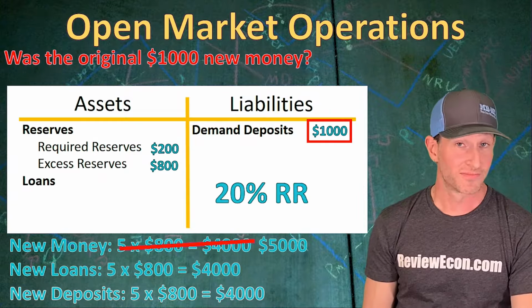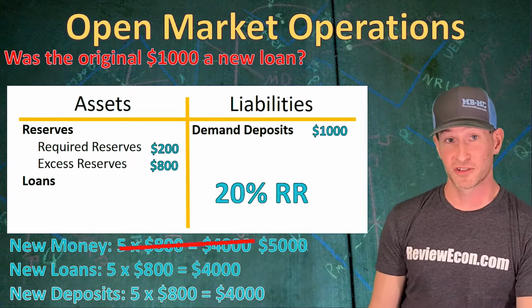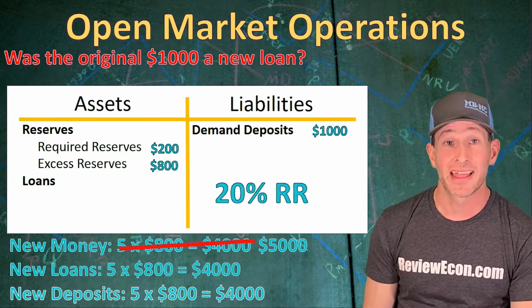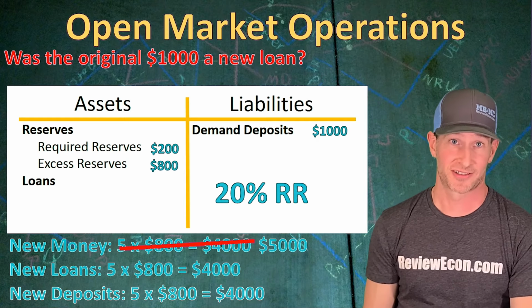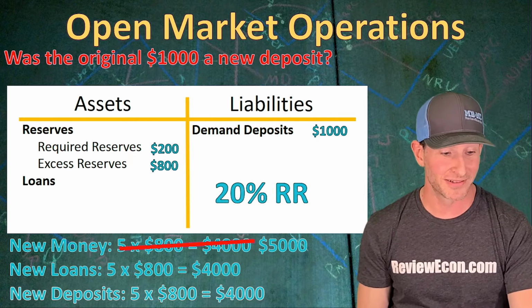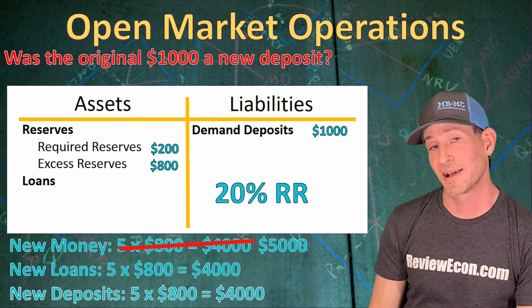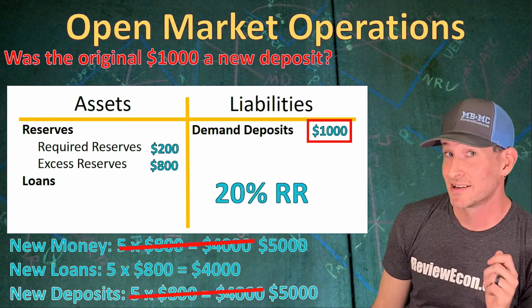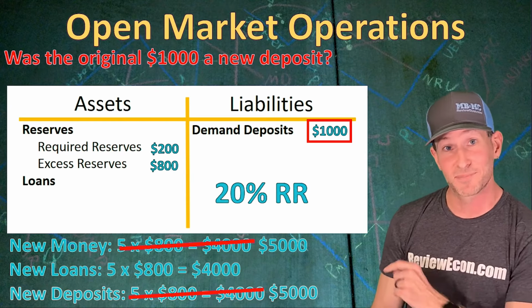Now on to loans. Was that original $1,000 a new loan that was created? No. So we're going to leave loans at the original $4,000. And for deposits, was that original $1,000 a brand new deposit? Yes, because the bond dealer deposited that $1,000 in their checking account. As a result, we're going to increase the new deposits from $4,000 up to $5,000.